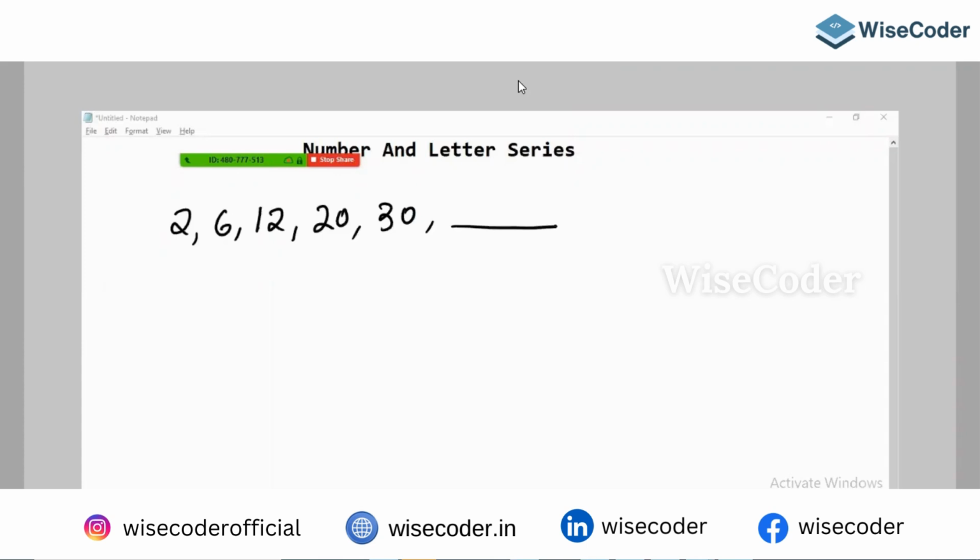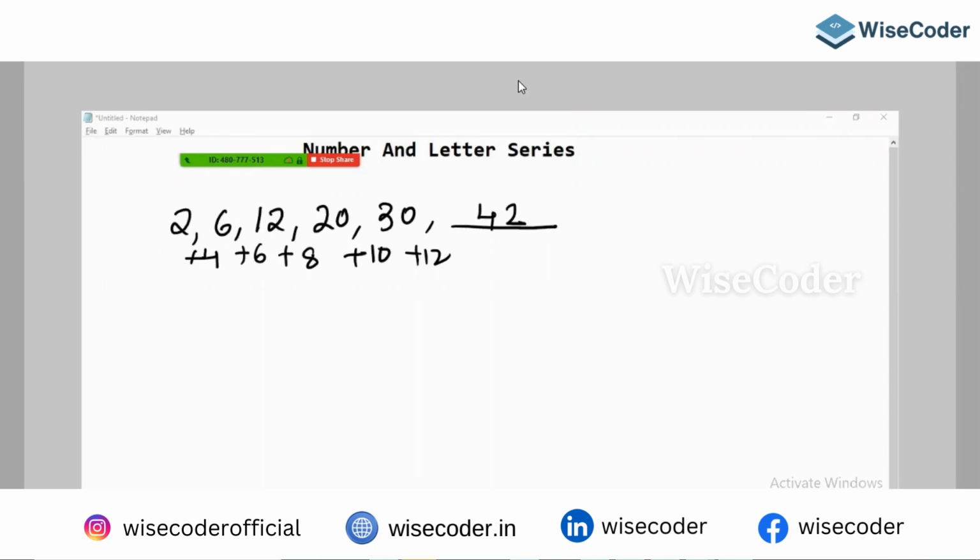Mostly people, there are so many ways to answer this question. So 2 plus 4 is 6, plus 6 is 12, plus 8 is what, guys? 20, plus 10 is what? 30. So plus 12. So 30 plus 12 is going to be what? 42. Okay, 42. This can be looked at as a series of increasing differences.